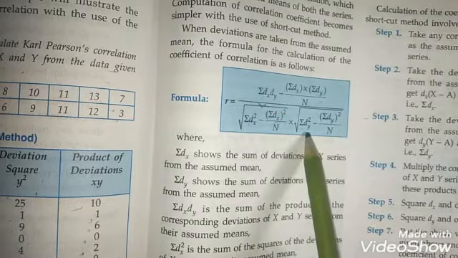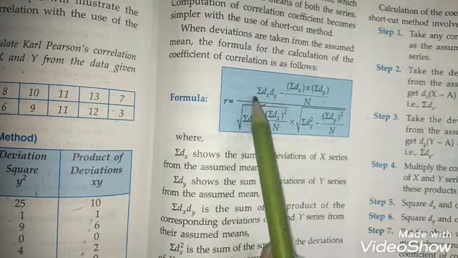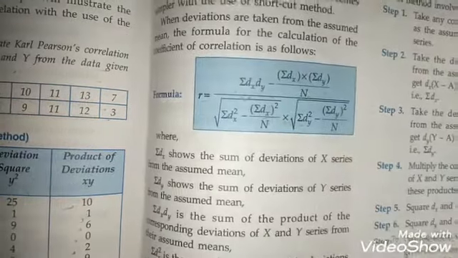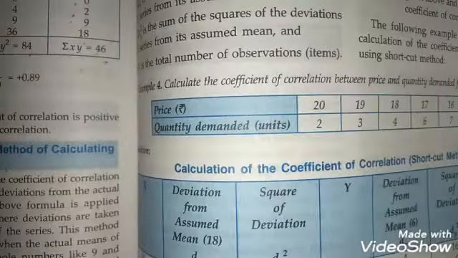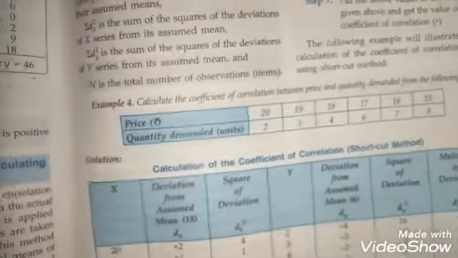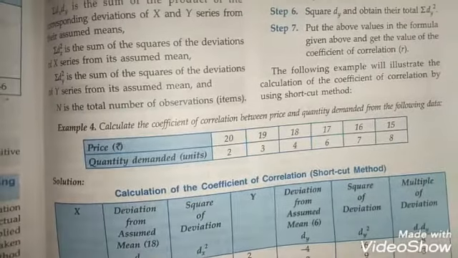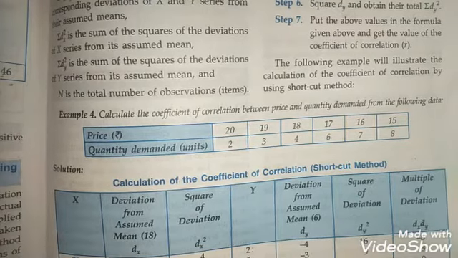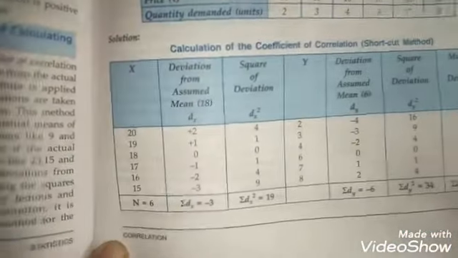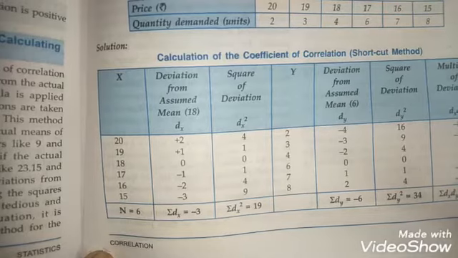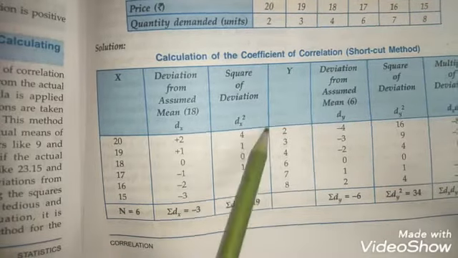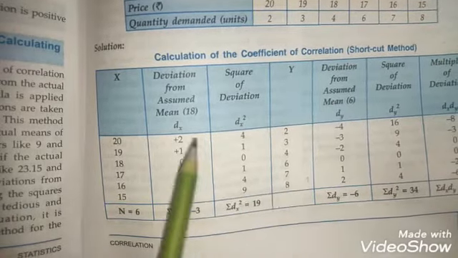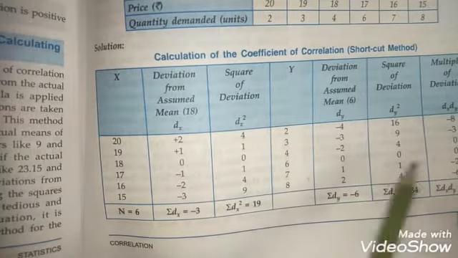So we will find out deviations, their product, and the square of deviations. Now this is an example for doing that. Example number 4 says: calculate the coefficient of correlation between price and quantity demanded from the following data. We write down the values as x series and y series, as we had done in the question before this. Then we find deviations and square of deviations.